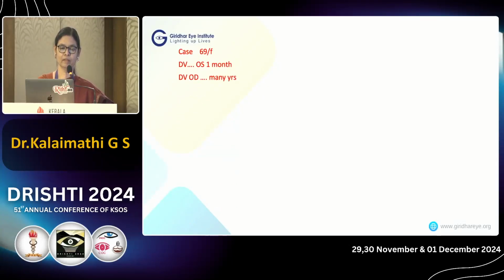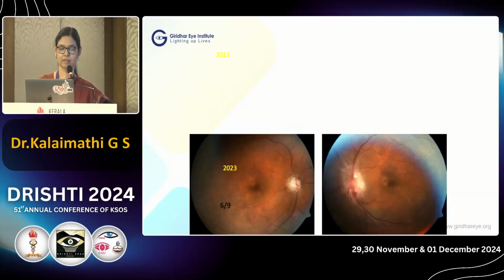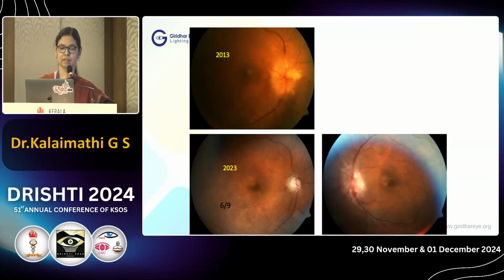69-year-old female, defective vision left eye 1 month, defective vision right eye many years. Right eye 6/9, left eye 6/12 N8, color vision left eye defective. Fundus right eye pale disc, left eye disc edema. This is the right eye pale disc, left eye disc edema. This is the right eye disc edema in 2013.